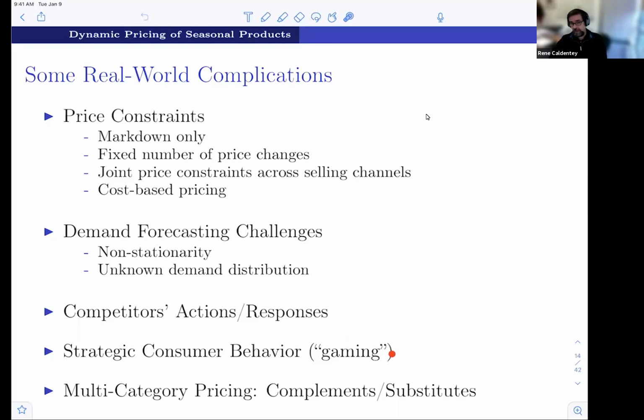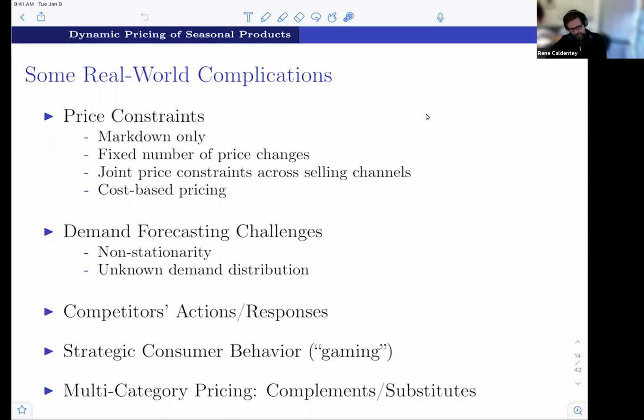Strategic consumer behavior, right? So here we're going to assume that these people come through this mechanistic arrival process, this Poisson process, but there's no strategic behavior on their part. They come, they see a price, if they like it, they buy it, otherwise they go, right? So very mechanical buyers, but in practice, you might expect people are much more strategic. So how to handle this?